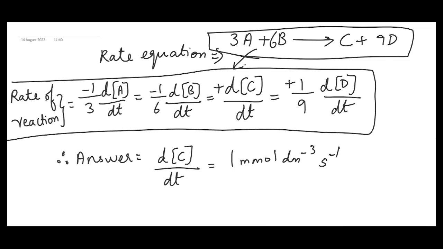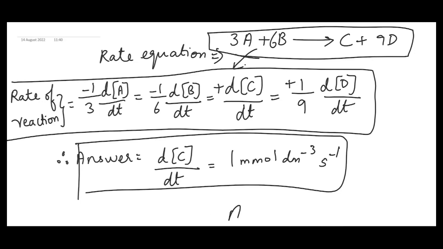So the rate of this particular reaction is nothing but equal to minus 1 by 3 times dA by dt, that is equal to minus 1 by 6 times dB by dt, that is equal to dC by dt, equal to 1 by 9 dD by dt. So all these values are the same, and we already know the value of dC by dt. So the rate of the reaction is nothing but equal to dC by dt, which is nothing but 1 millimole dm power minus 3 second inverse. So the answer is essentially this. This is the answer.